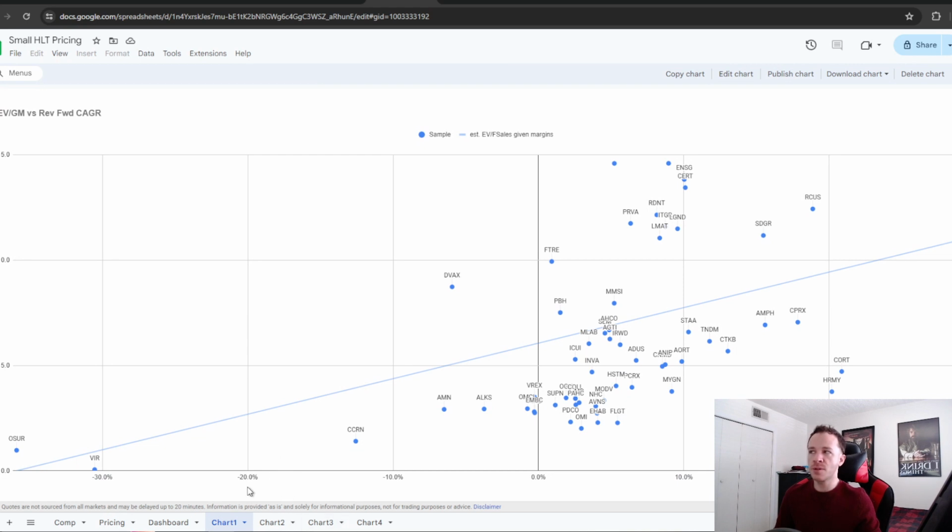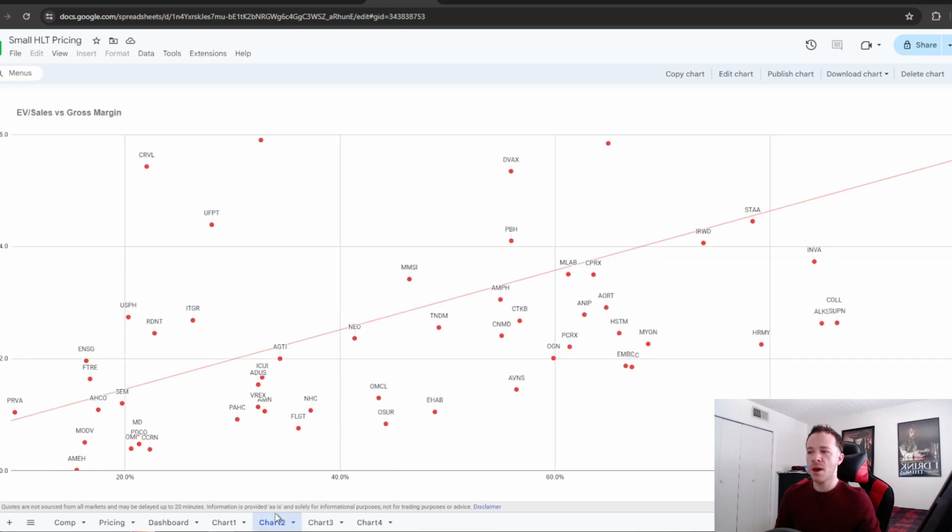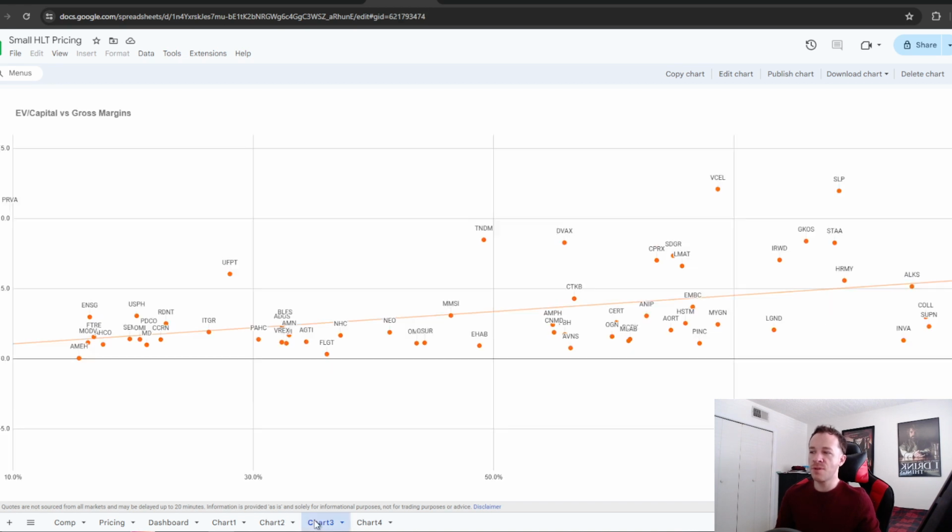using is EV versus gross margins versus the revenue forward CAGR, which has a pretty positive relationship for this one. Then we have EV to sales versus gross margins, pretty positive relationship. You can see that the total amount of companies in the sample is definitely starting to get smaller from the first few sectors that we looked at. And then for the third metric, we end up using EV to capital versus gross margins, which this one definitely doesn't have a very positive relationship, but it is positive nonetheless, which is what we expect.